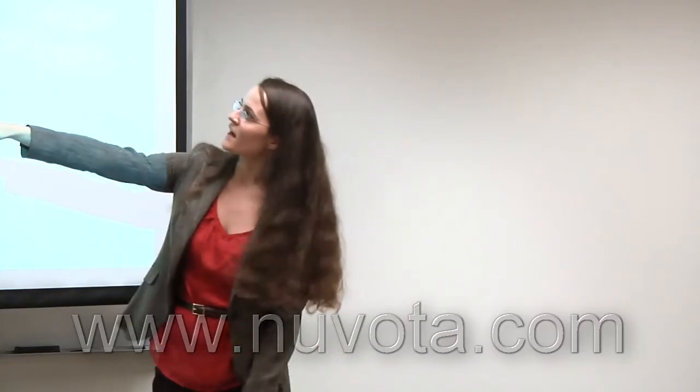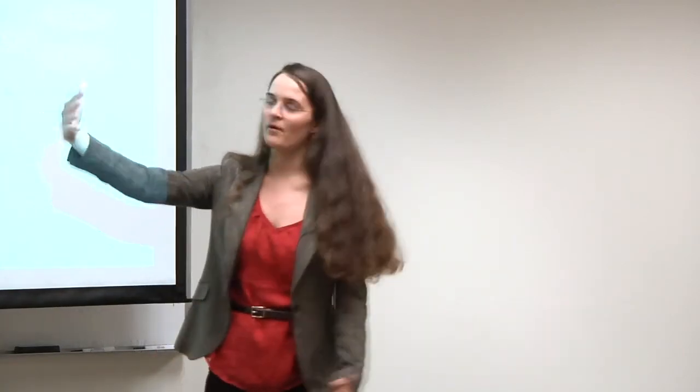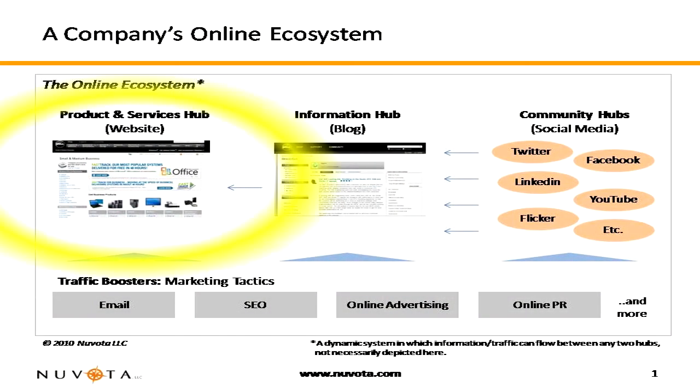So basically, you start out with something that I call a product and services hub, which would be your website. So there you typically would have all the products that you offer or your services with the pricing. Typically you can do a transaction there. And then you have something else which I call the information hub.